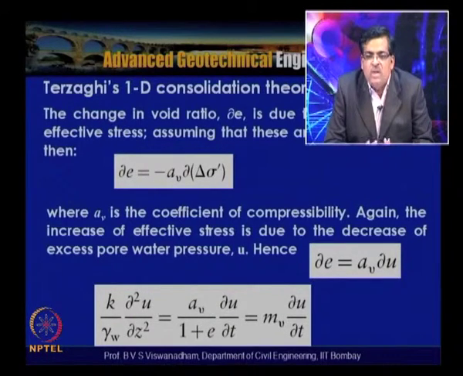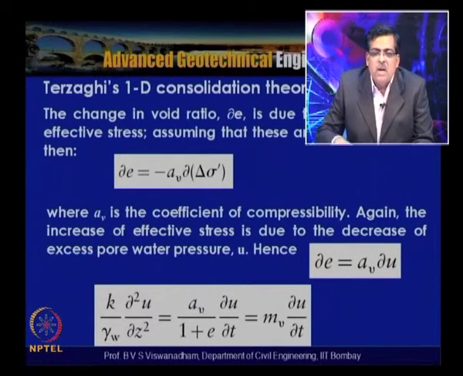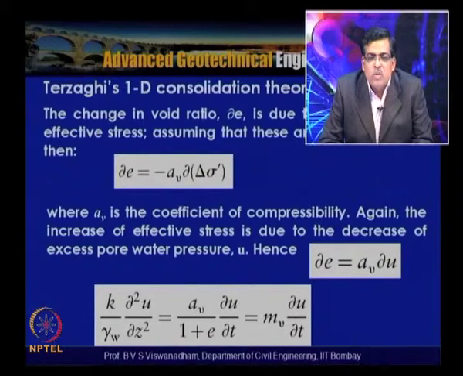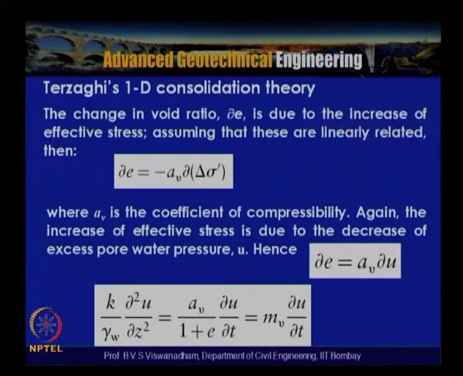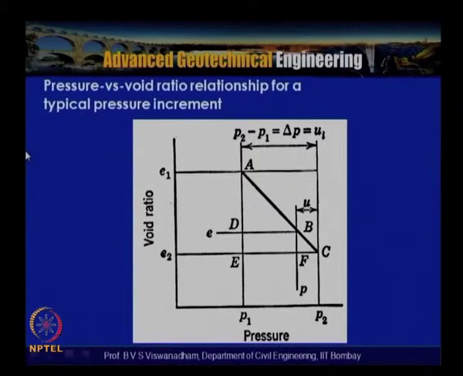So k by gamma w into ∂²u by ∂z² is equal to av by 1 plus e into ∂u by ∂t, or which is nothing but mv into ∂u by ∂t. In this figure the pressure void ratio relationship is explained. Suppose p1 is nothing but sigma naught dash in our case, and if delta sigma is applied, then sigma 1 is nothing but sigma naught dash plus delta sigma. This is the end of the process of consolidation.